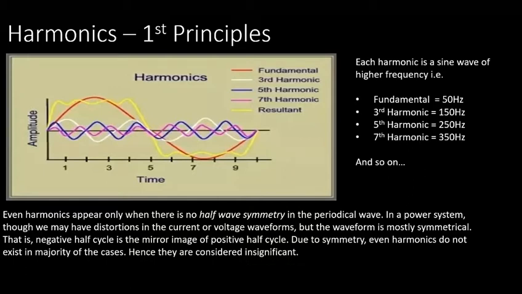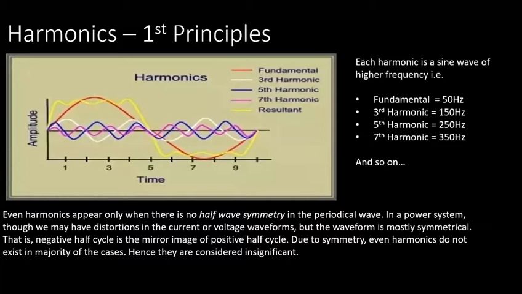And in a power system, though we may have distortions in current or voltage waveforms, the waveform is mostly symmetrical. And what we mean by symmetrical is that the negative half cycle is exactly the mirror image of the positive half cycle.